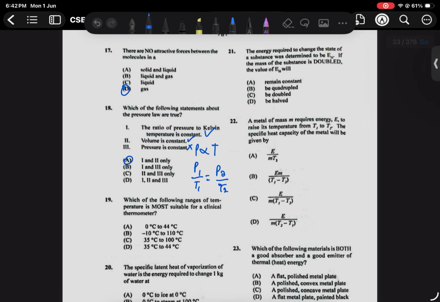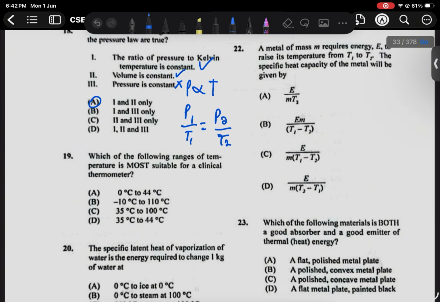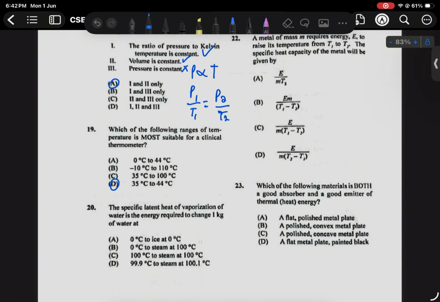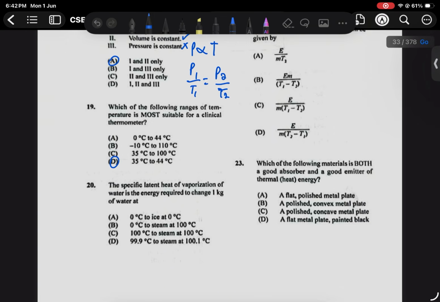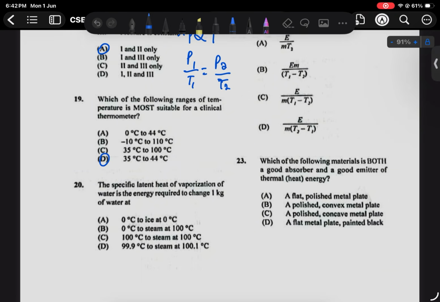Which of the following ranges of temperature is most suitable for a clinical thermometer? A clinical thermometer is used to measure the temperature of humans, so 35 to 44. The specific heat of vaporization of water is the energy required to change 1 kilogram of water at 100 degrees Celsius to steam.